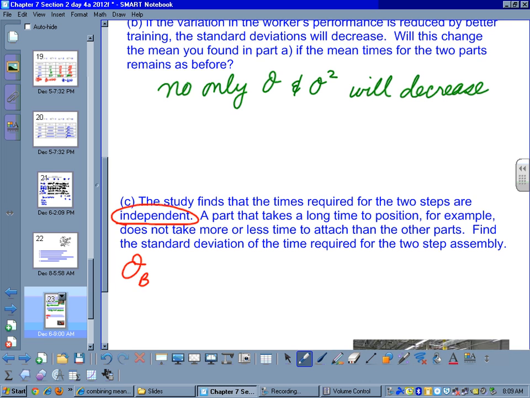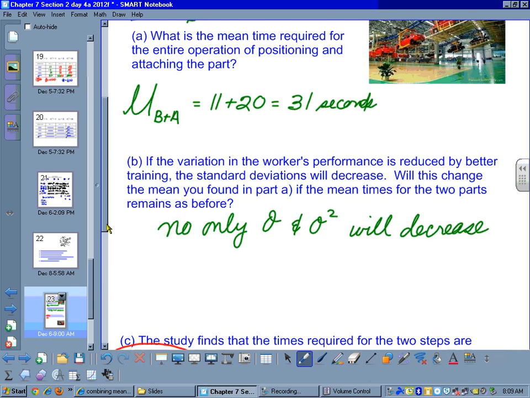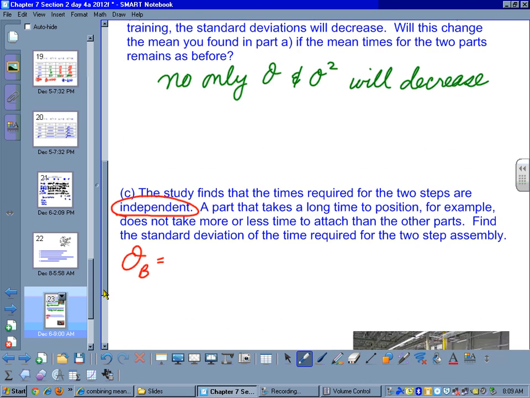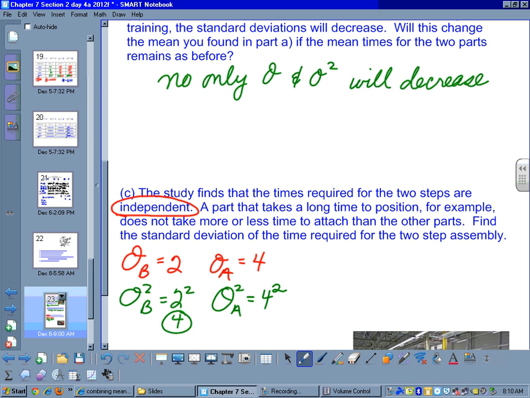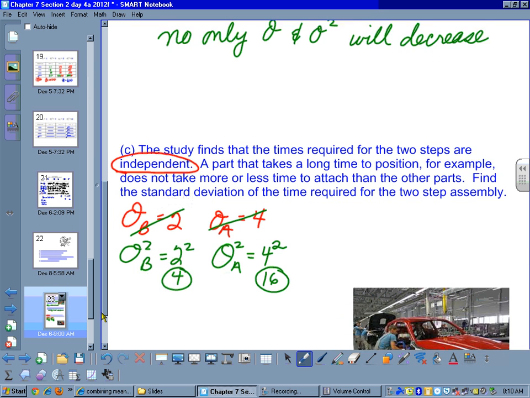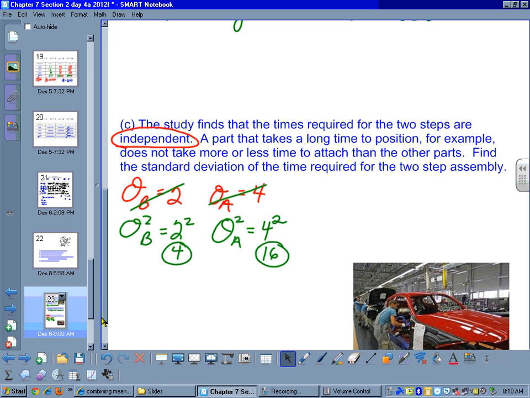So the standard deviation from the bin, which is 2 seconds, and the standard deviation of attaching, which is 4 seconds, the first thing we need to do is change those into variances, which will give us 2 squared, or 4. And the standard deviation of attaching will give us 4 squared, or 16. So I don't want to be using the standard deviations to find the new standard deviation. I actually want to use the variances.